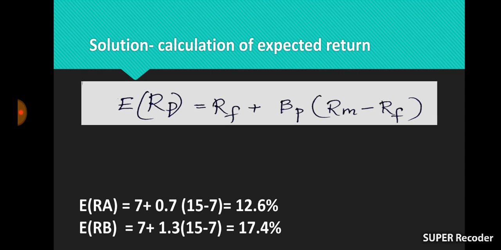Expected return of portfolio A is equal to 7 plus 0.7 into (15 minus 7), that's equal to 12.6%, and expected return of portfolio Z is equal to 7 plus 1.3 into (15 minus 7), which is equal to 17.4%.